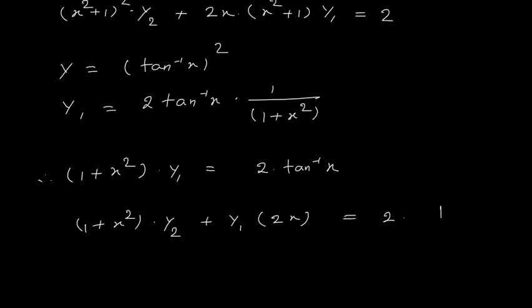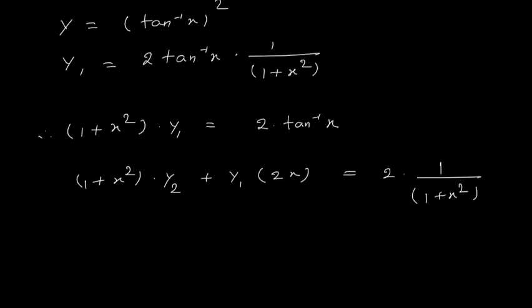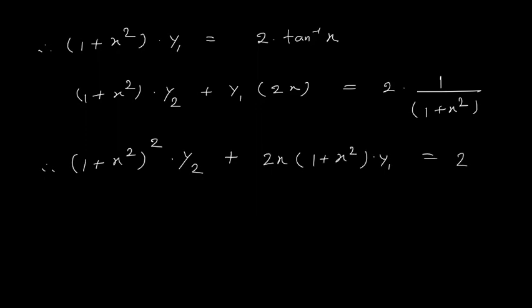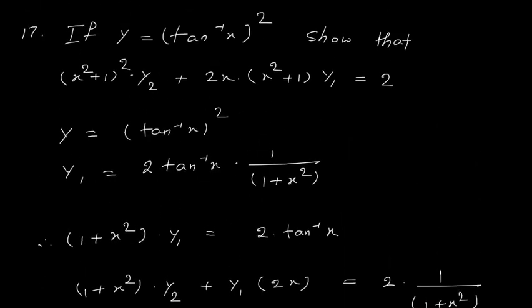So therefore, I will move this to this side, so it is (1 + x²)² y2 + 2x (1 + x²) y1 = 2. Now let us see what I have to prove. The same thing I have to prove, so hence proved.